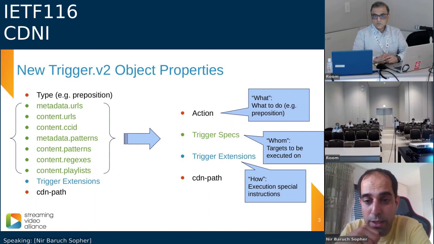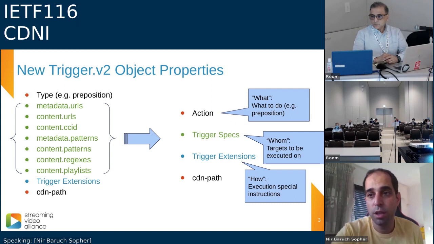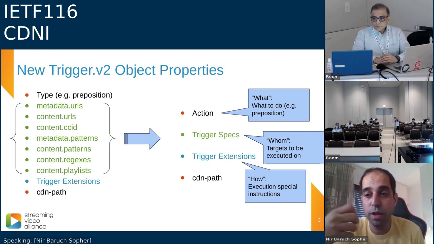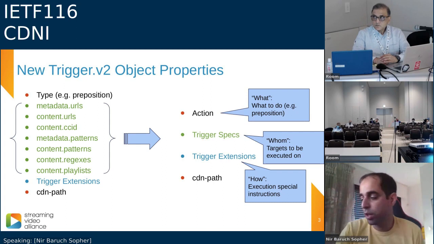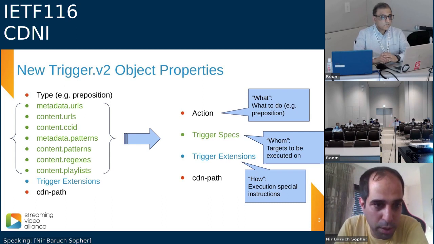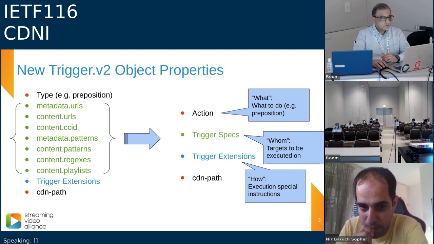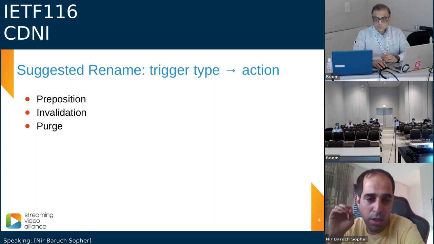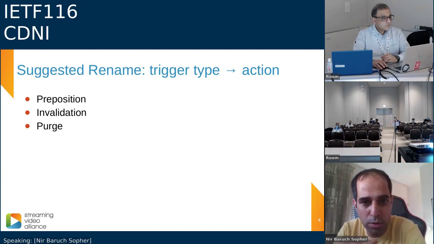Next, we added the trigger extension, which is also a list of generic objects. This list actually says how to run. It gives special execution instructions. For example, run the trigger at 3 a.m. And we kept the CDN path. Next. I'll leave room at the end for questions, and I prefer to go over the entire presentation because I want to cover it all.